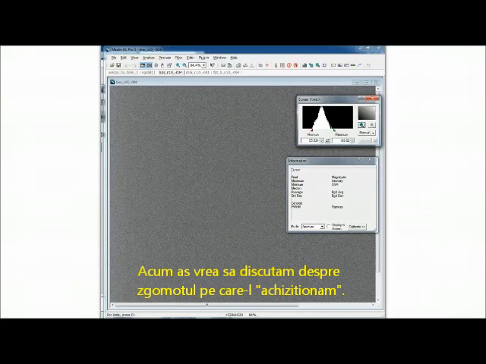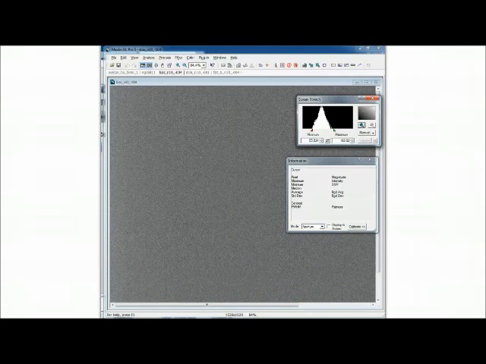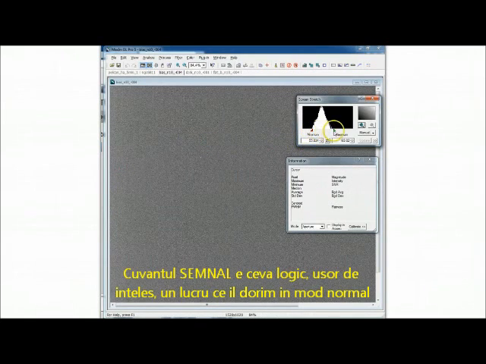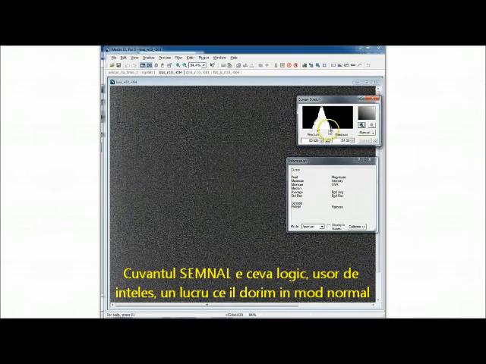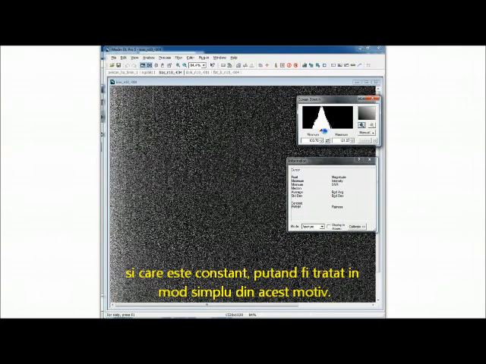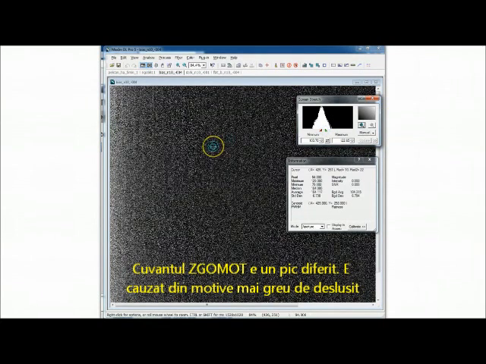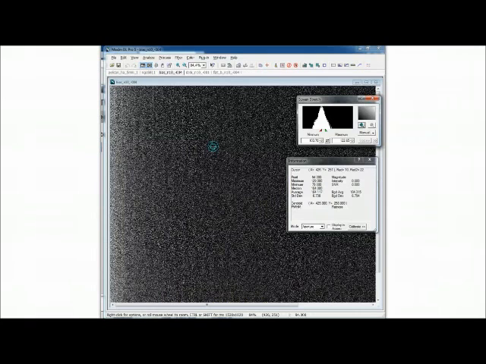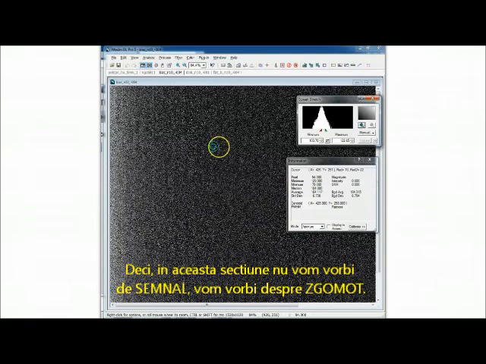Now I'd like to discuss some of the actual noise that we get. It's interesting that I use different terminology here. The word signal means things that are quite consistent, logical, easy to read, and things that we typically desire because they're constant and we can deal with them in an easy way. Noise is a little bit different. It's caused by things that are more problematic, a little bit more tricky to get rid of, and they tend to be a little bit more random than signal. So in this section, let's talk about noise.